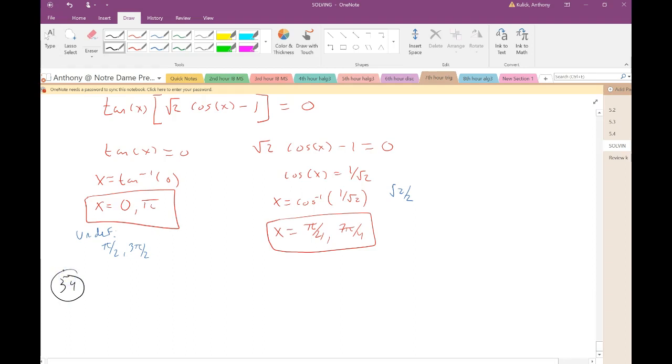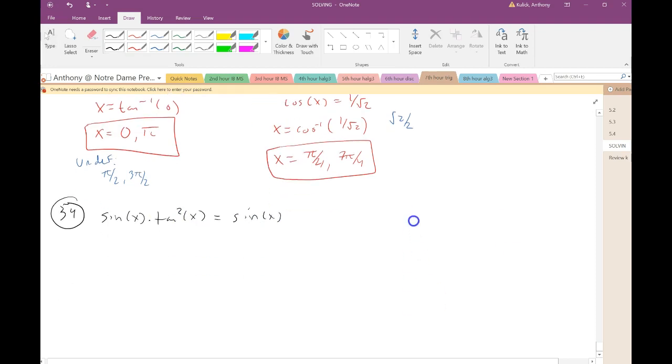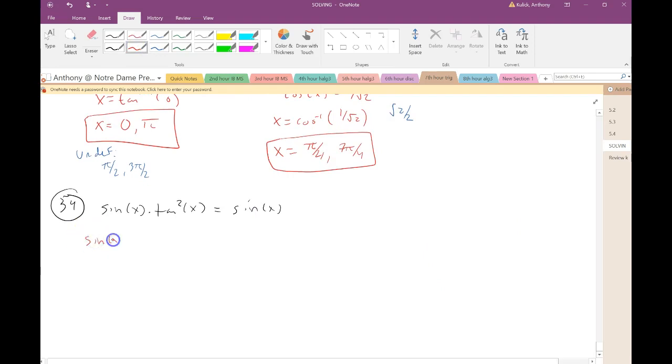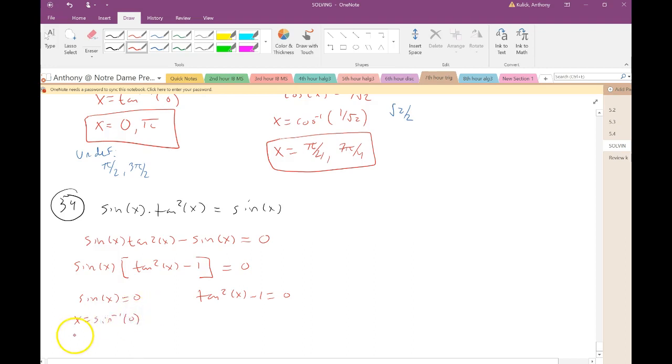54 is the next one. So here we have sine x times tangent squared is equal to sine x. First thing I would do here is to move everything onto one side. And at that point I notice that, hey, I have a sine x in common with each term. So I can factor that off. And then I can apply the zero product property. So when I take sine inverse to both sides, I notice that 0 is a unit circle value. Sine is equal to 0 at 0 and pi, just like before.